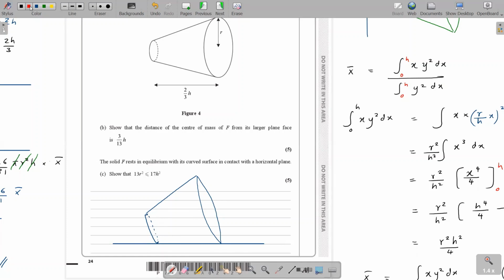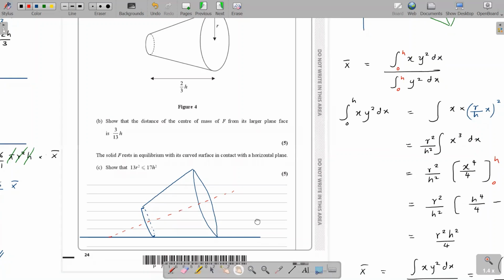Okay, so let's draw the axis of symmetry here. So this is the full cone if it were there. Okay, so I drew the axis of symmetry. They say that they keep this solid F with its curved surface, and it's in equilibrium. So if it is in equilibrium, you have to show that this condition is satisfied. Are you with me? Okay, so what is the requirement?